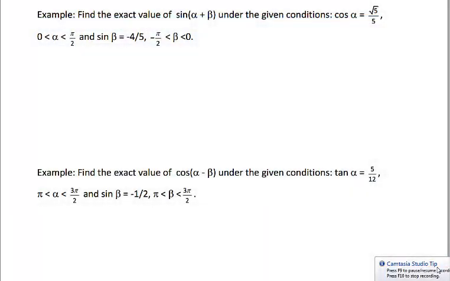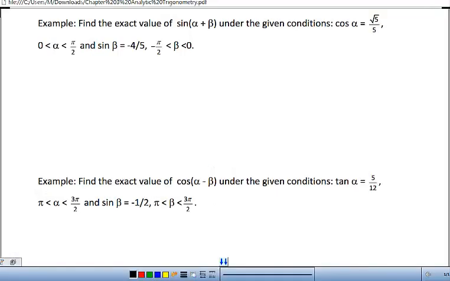I'm going to start here with the problem that we left off with in class, just to go back and do a little bit of a review. What we want to do is find the exact value of sine alpha plus beta under the given conditions. And you can see the conditions there. We don't know exactly what alpha is. We don't know exactly what beta is, but we do know some things about them.